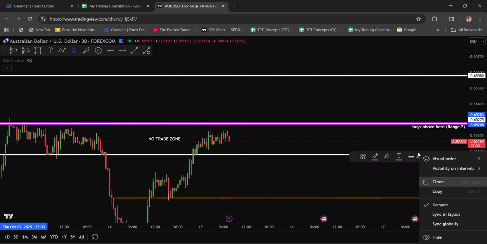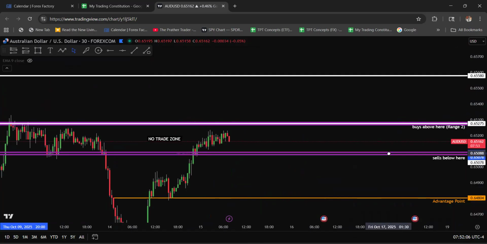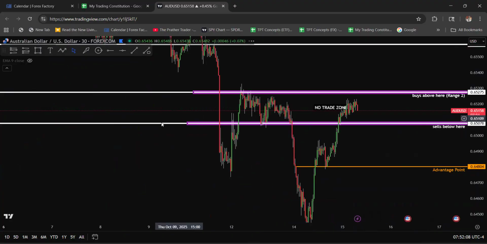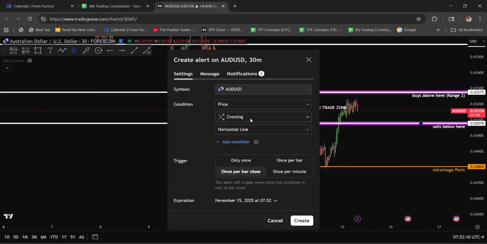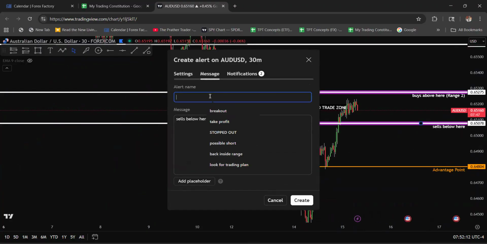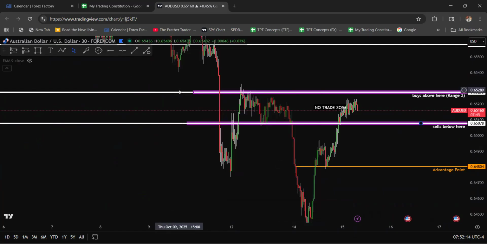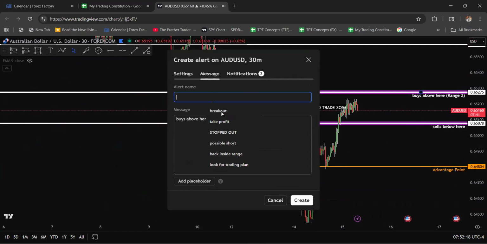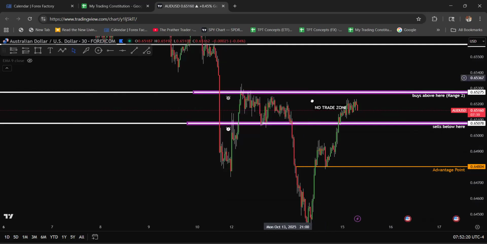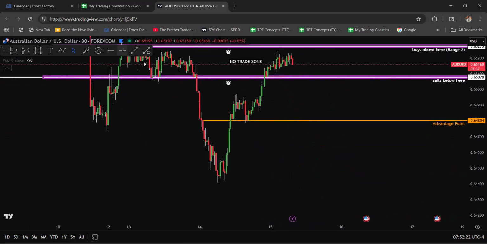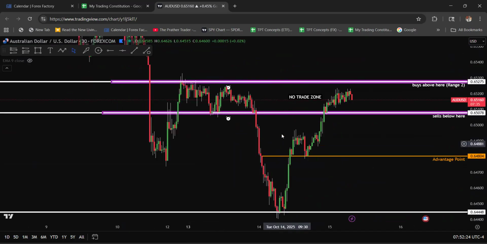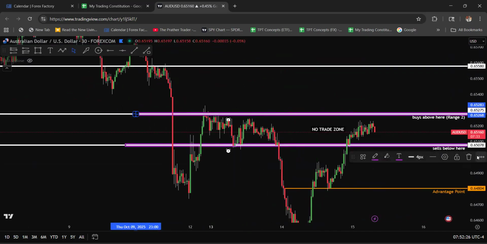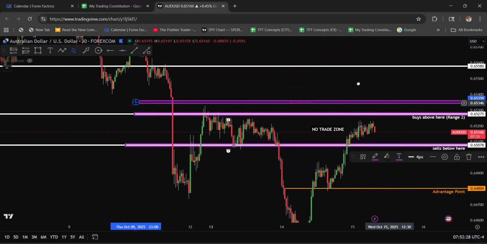The time is now 7:52 a.m. The NY open is at 8 a.m. Let's see, crossing down, possible short, crossing up. And I'm just setting these alerts in case I'm looking at another pair while it makes its move.